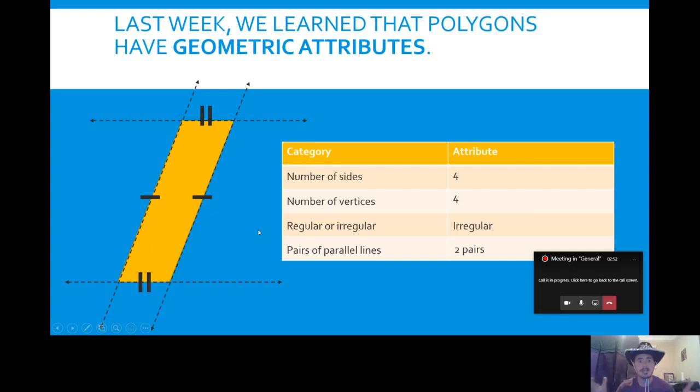So if we were going to talk about the geometric attributes of this shape, which is a parallelogram, we could say that it has 4 sides, it has 4 vertices, it's an irregular polygon, and it has 2 pairs of parallel lines.